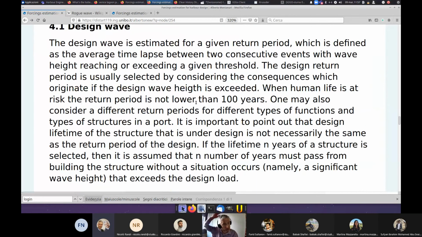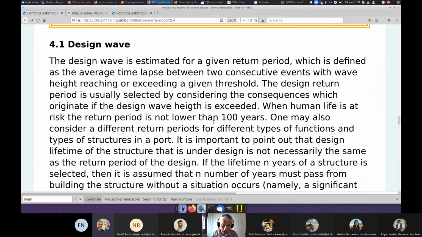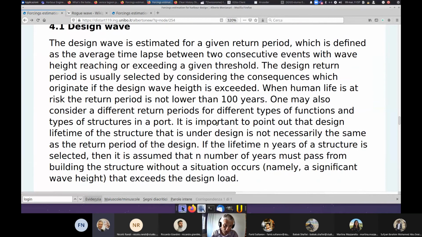Okay, and now let's focus on the design wave. I think that you already had some information by Professor Archetti about extreme value theory, how to estimate extreme wave behaviors, extreme wave heights, extreme wave length, etc. I assume that you already have this information, how to estimate, for instance, a Gumbel distribution to get an estimate of extreme wave height. So I'm not focusing on that. I just would like to make some remarks and some recap.